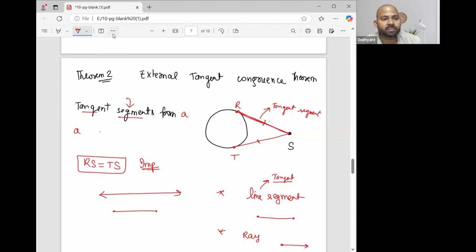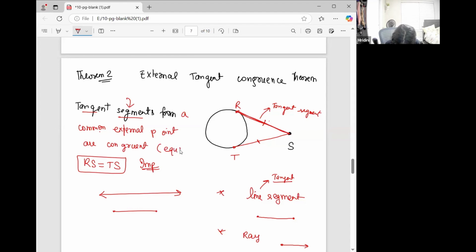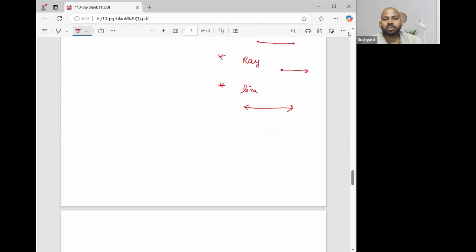So tangent segments from a common external point are congruent. Congruent means equal length, right? Please keep in mind. Important here. Now they can ask you. Are you taking a note?